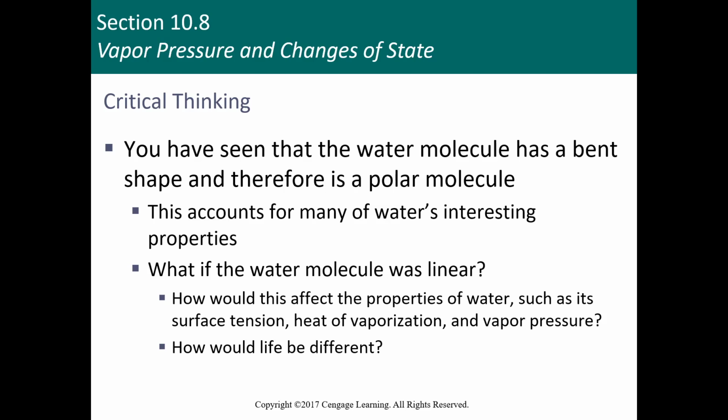So first off, if it wasn't bent. So you may remember CO2. CO2 is linear. The water would therefore be kind of like that, linear. And what that would mean is it would have no overall dipole because it would be linear. You'd have a positive on one end and then directly across from it, a positive charge as well. And so there is no overall dipole.